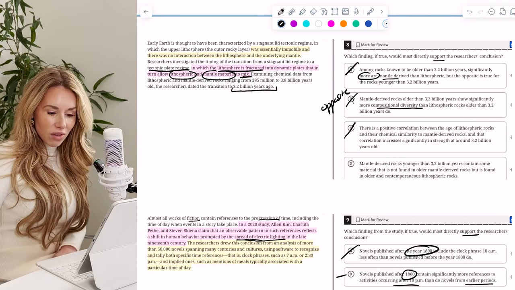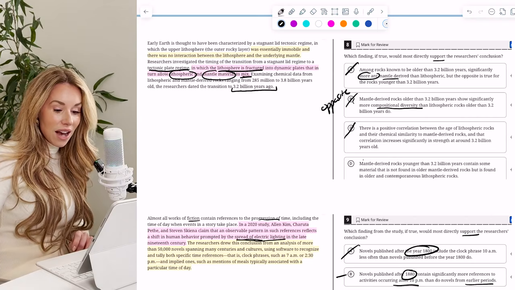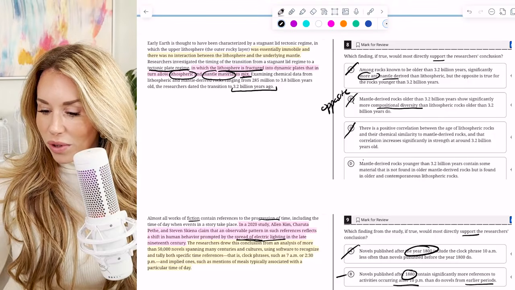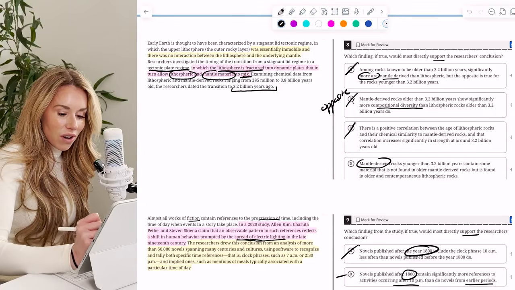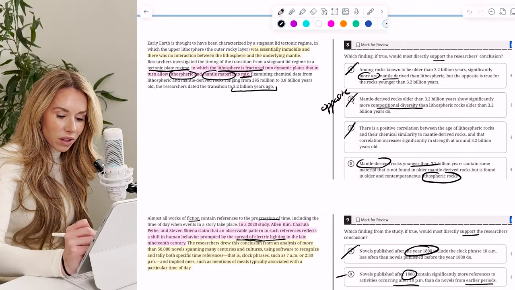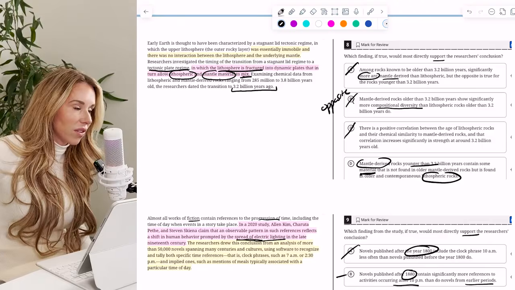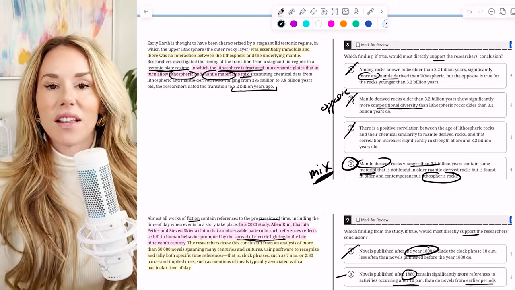D says mantle-derived rocks younger than 3.2 billion years contain some material that is not found in older mantle-derived rocks, but is found in older and contemporaneous lithospheric rocks. Okay, that shows that the mantle-derived rocks that are younger must have mixed with the lithospheric rocks if they contain material that was in lithospheric rocks. That's what we want. That basically gives us the idea that they mixed.